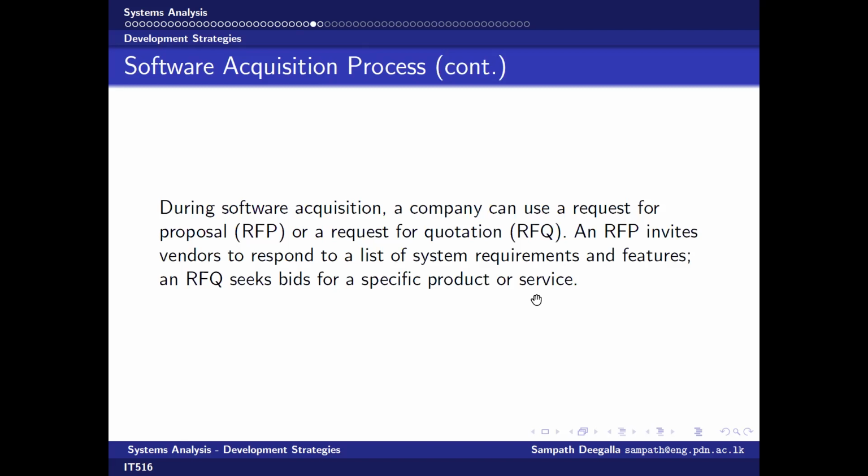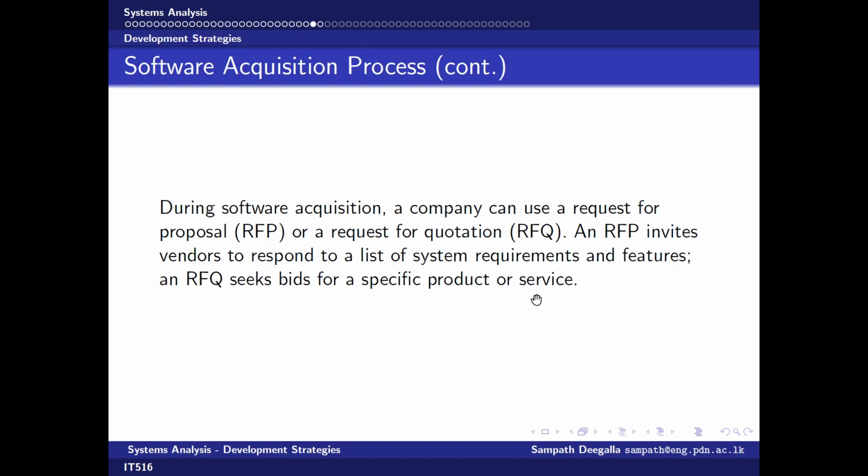Okay, during software acquisition, a company can use a request for proposal, RFP, or a request for quotation, RFQ. An RFP invites vendors to respond to a list of system requirements and features. An RFQ seeks bids for a specific product or service. So for example, most of the time in the university, when we want to purchase some software solution for, let's say, accounting, we go with the features that we need, and then we request a quotation. So that's how we usually do it.